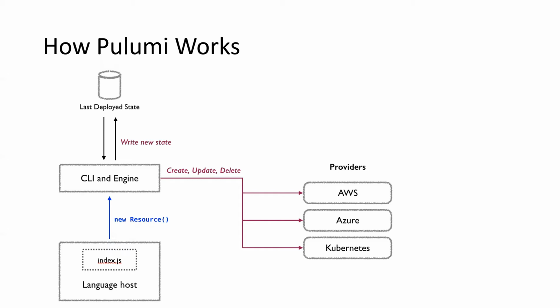So once again, in a very basic nutshell, how it works: the CLI reads the index.js that you wrote. It checks against the last deployed state to see what changes are made. Once it discovers those changes, it will go ahead and push those changes using its engine to create, update, and delete resources on your cloud provider.